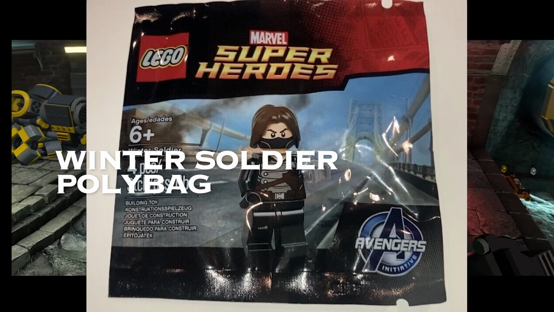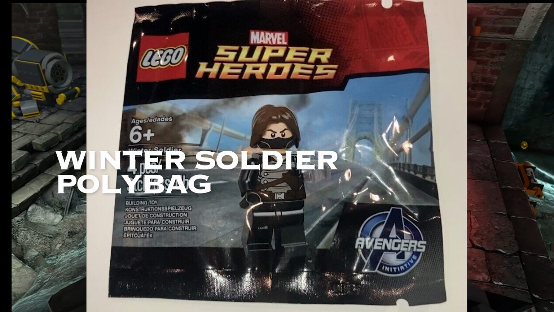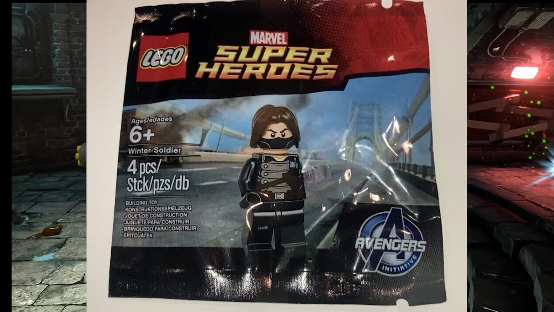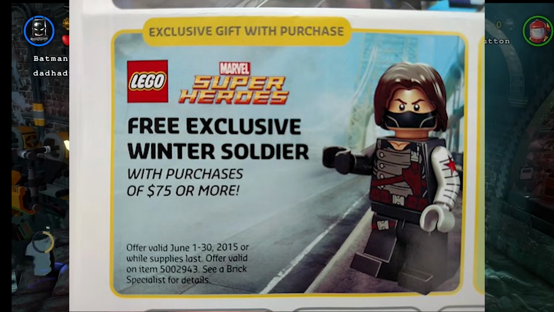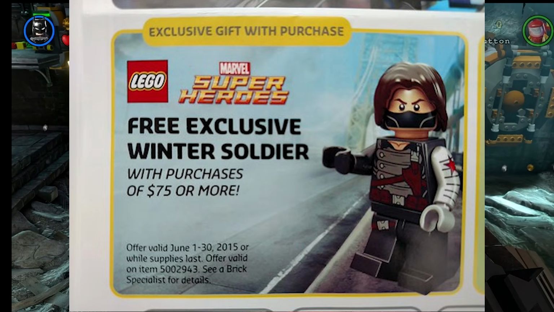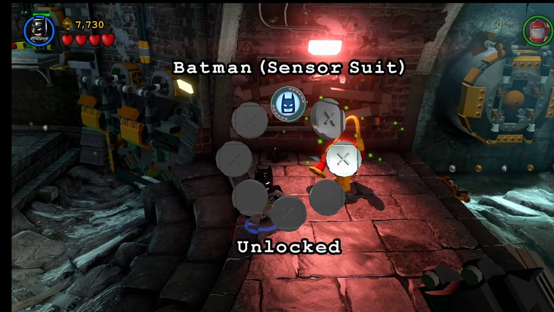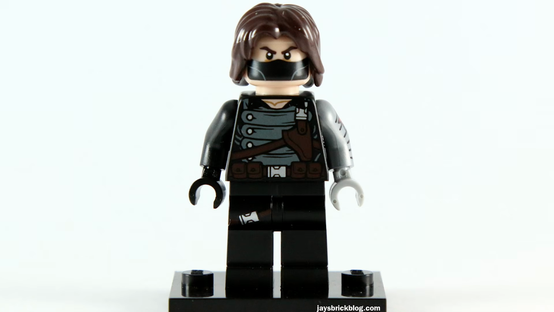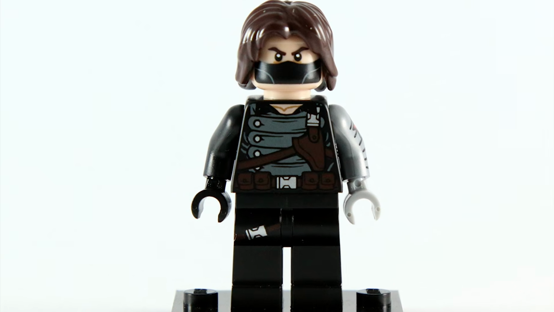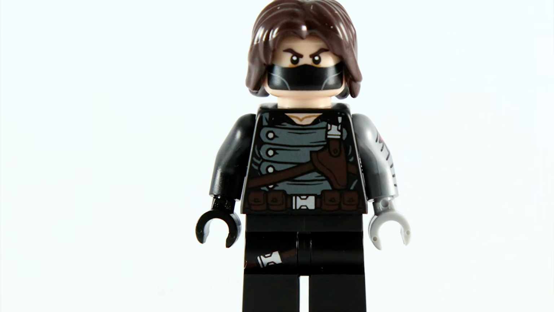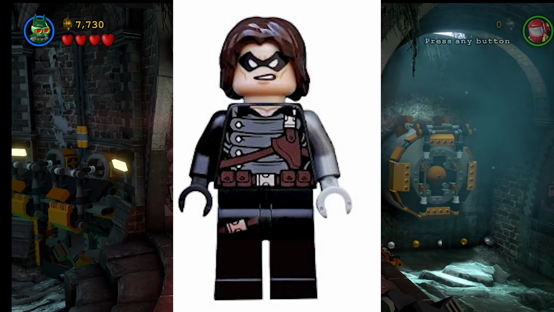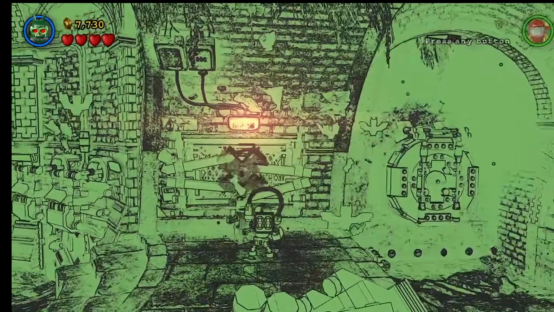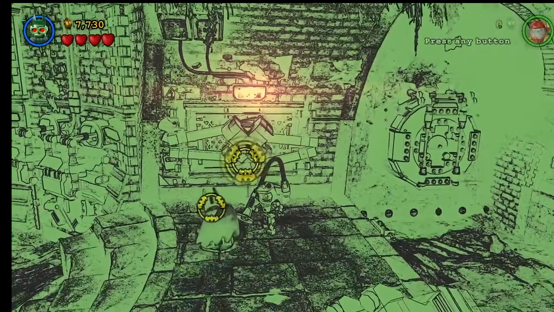The Winter Soldier Polybag. The first Winter Soldier minifigure was released in the form of a gift with purchase polybag. If you were to spend at least $75 at the LEGO store in August 2015, you would get this minifigure. I think the reason this entry is on the chart is because in addition to the face print that's based off of the Winter Soldier movie, you also have this comic book face print on the back as well. This was the only LEGO tie-in that was made for Captain America: The Winter Soldier.